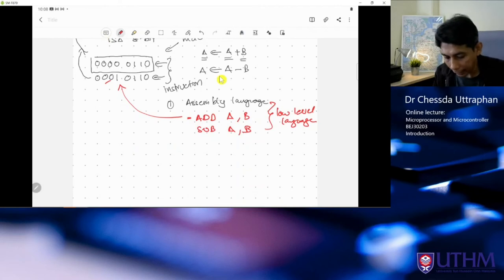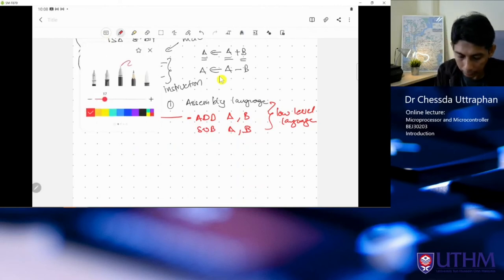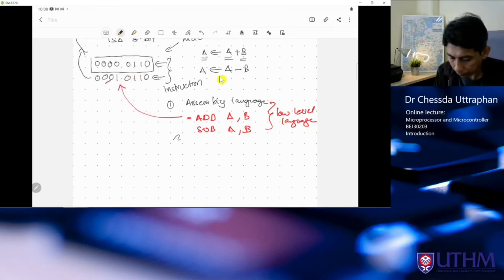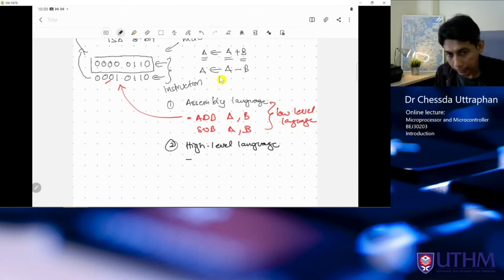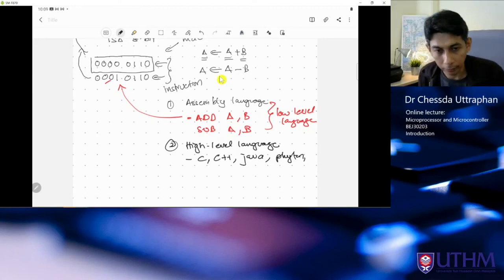All right, and we have another kind of programming language. We call it high-level language. Number two, we have high-level language. So this is, for example, the C language, C++, Java, Python, and many more. Yeah, we have many, many modern languages, MATLAB, for example. All right, many modern languages for high-level language.